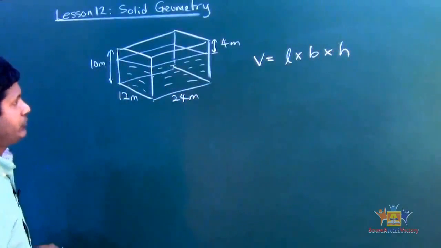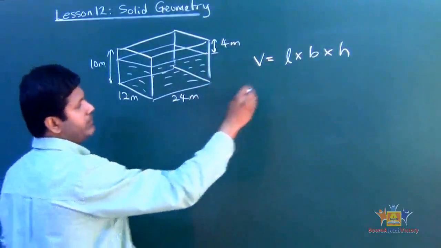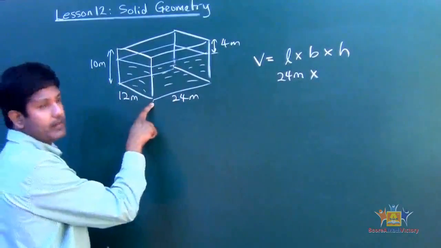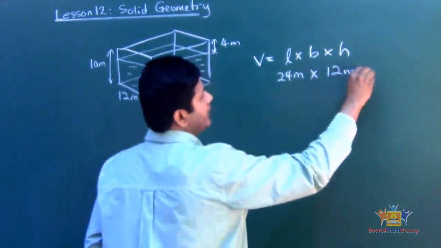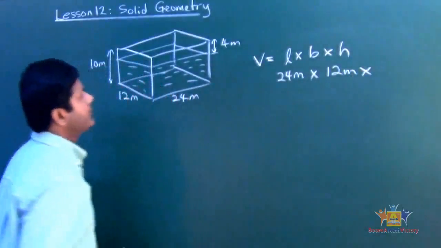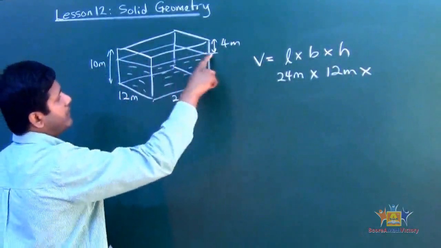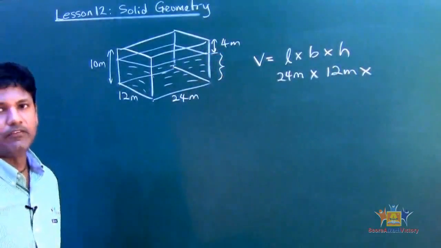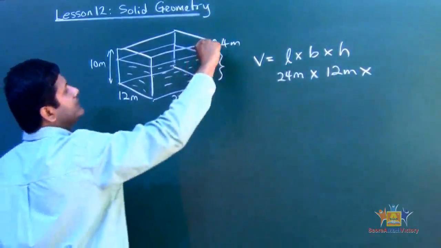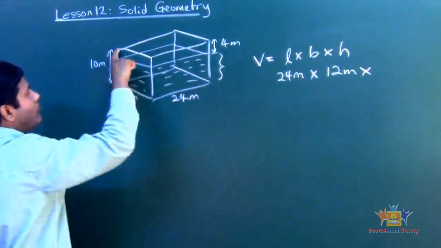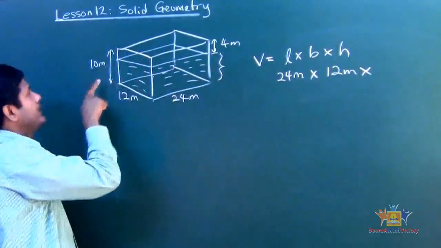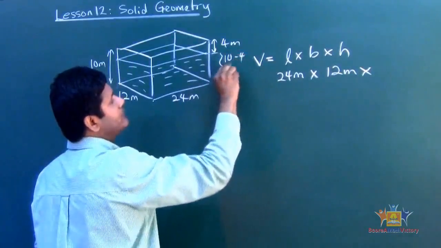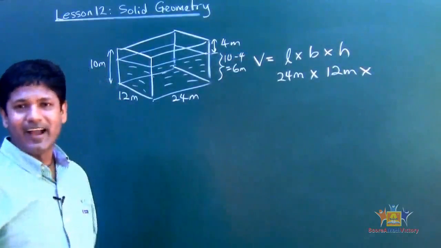Let's see, we have all those three. The length is 24 meters. The breadth is 12 meters. And what about height? Height is where the water level is, right there. It's not given, but can we find it? Yes, because you're told this is 4, and the overall height of the aquarium is 10 meters. That means 10 minus 4, which is 6 meters. See that? The height is 6 meters.